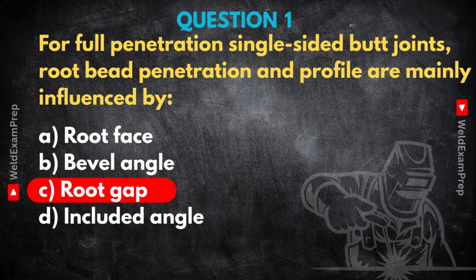That gap is the final decider for that crucial root pass. Okay. So we established the root gap is key for getting the weld through, but sometimes even if it gets through, it doesn't quite fuse properly. Is that right? That's another common issue, yes. Incomplete root fusion. Which brings us neatly to our second question.